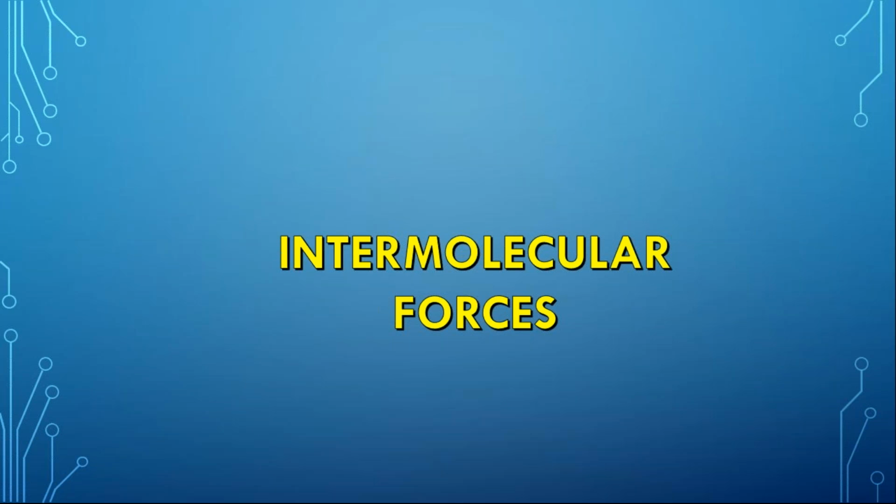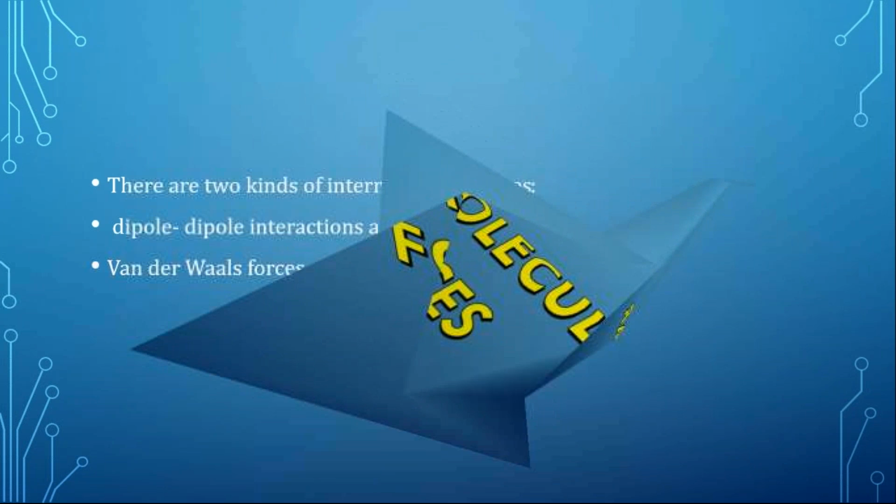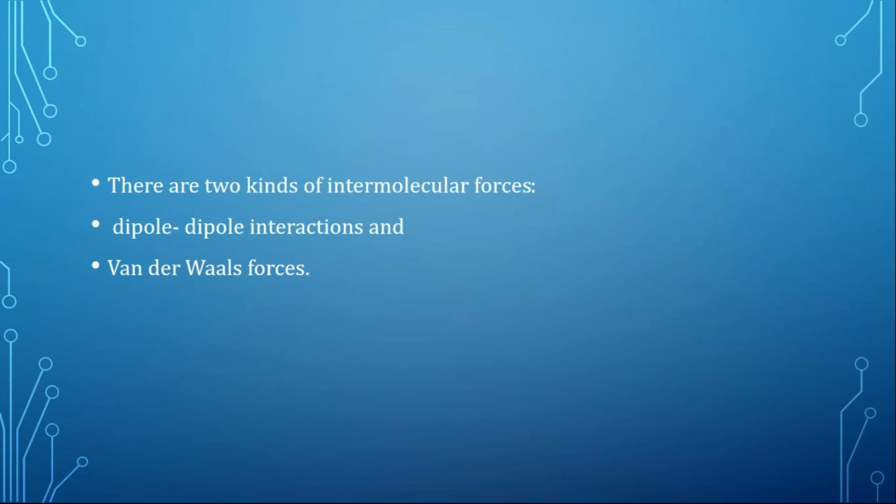Next is intermolecular forces. So what kinds of forces hold neutral molecules to each other? So when you have a charge, you can say it is ionic. When compounds are neutral, they do not have any charge. So where does the force come to hold them? So there are two kinds of intermolecular forces. One is dipole-dipole interaction and the second is van der Waals forces.